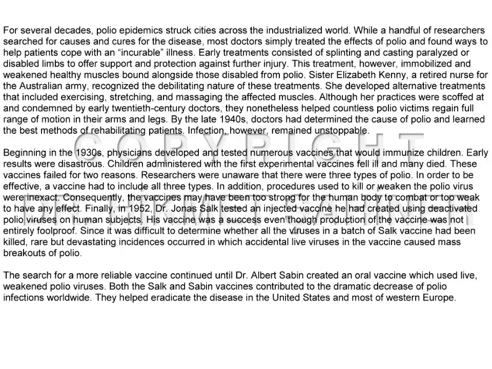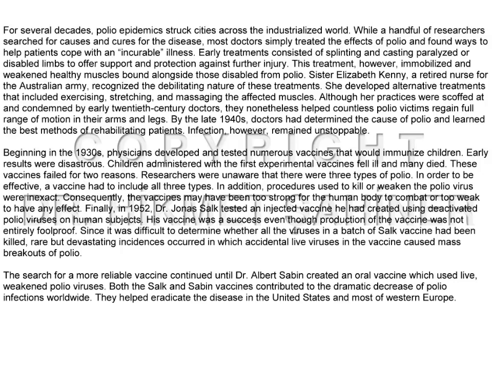In addition, procedures used to kill or weaken the polio virus used in these vaccines were inexact. Consequently, the vaccines may have been too strong for the human body to combat or too weak to have any effect. Finally, in 1952, Dr. Jonas Salk tested an injected vaccine he had created using deactivated polio viruses on human subjects. His vaccine was a success, even though production of the vaccine was not entirely foolproof.